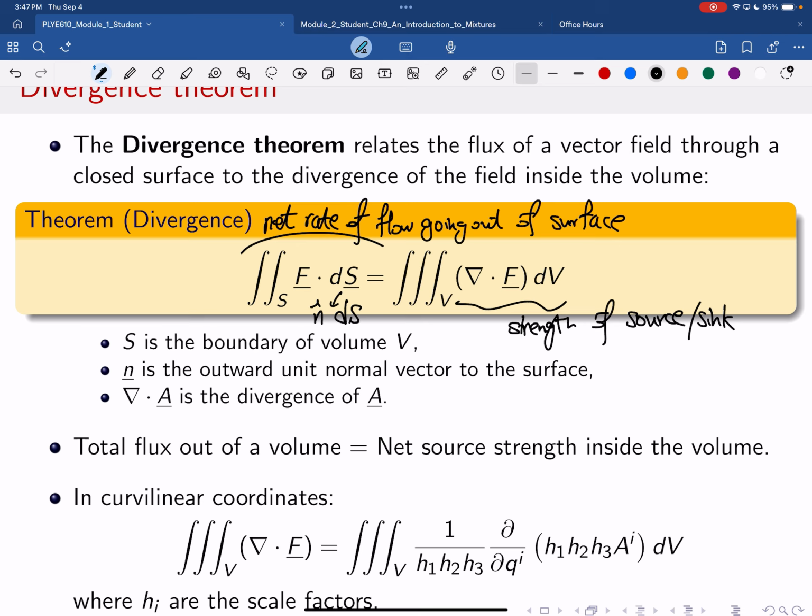So this one I need to fix. This shouldn't be A, this should be F. Sorry about this, A was in the previous. And this one also should be F.